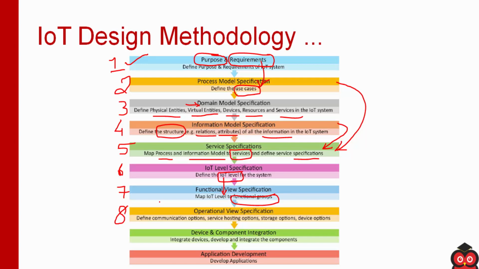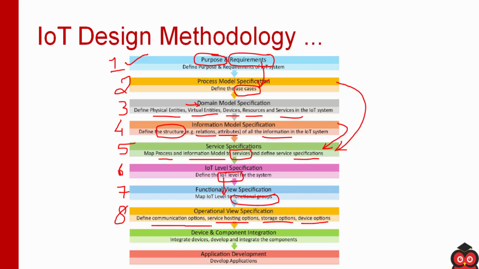And the next step is operational view specification. By the end of the 7th step we will get all the information, and using that information we will choose what hosting we require for the application, and what the storage options are, like what kind of database we have to use and which devices we have to use, maybe the IoT sensors, which IoT sensor we have to use, and which computational device, like Arduino or Raspberry Pi or Node MCU. Such kind of decisions will be taken at this step.